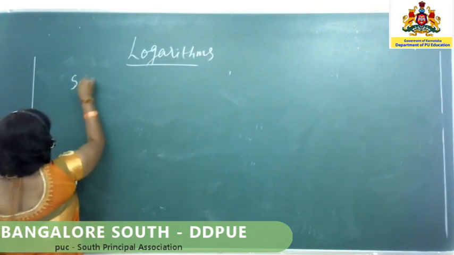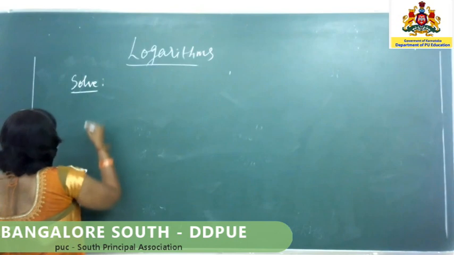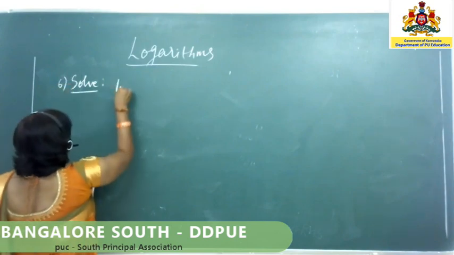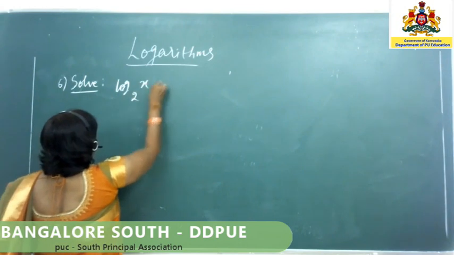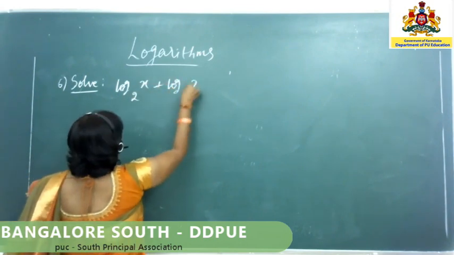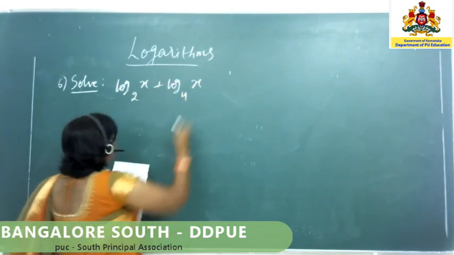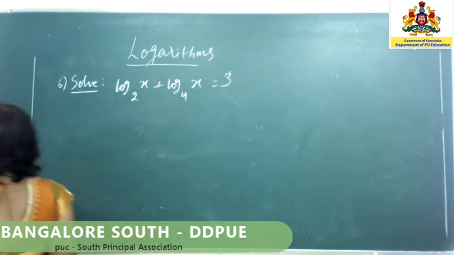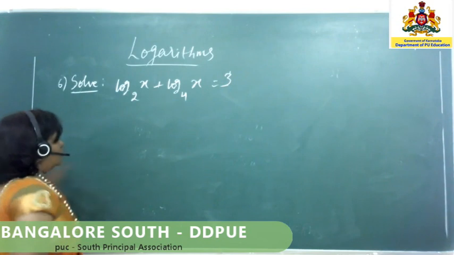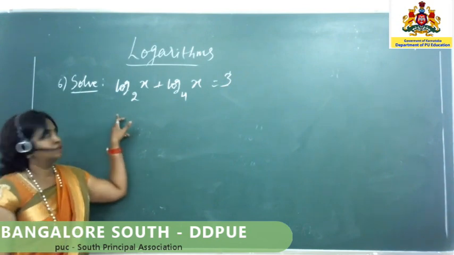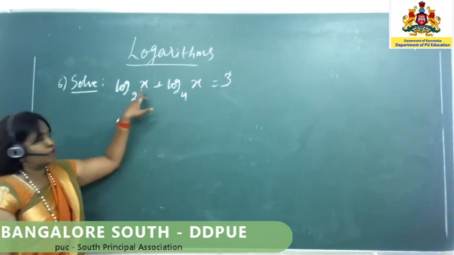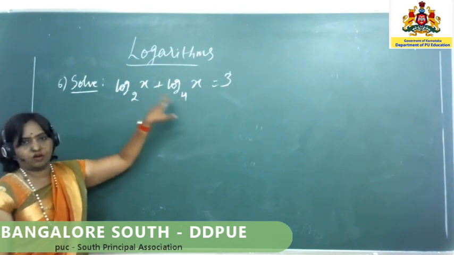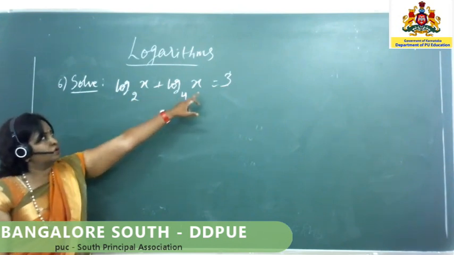So solve log x to base 2 plus log x to base 4 is equal to 3. So here you should solve for x. And what do you have in the LHS? You have log x to base 2 plus log x to base 4. So 2 and 4 are the factors of 2. So is equal to 3.